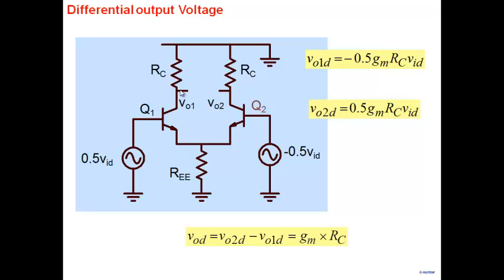Okay, when I say this is the output, what do I mean? Between this node and ground. That's my output voltage. If I say this is my output, I define it as between this node and ground. A differential output voltage is between this and this here. So the difference between V02 minus V01, and because the two are identical and opposite in sign, it becomes GMRC. So that's the differential output voltage here. Why? Because it's the difference of the two voltages. The previous one was a standalone output voltage here.